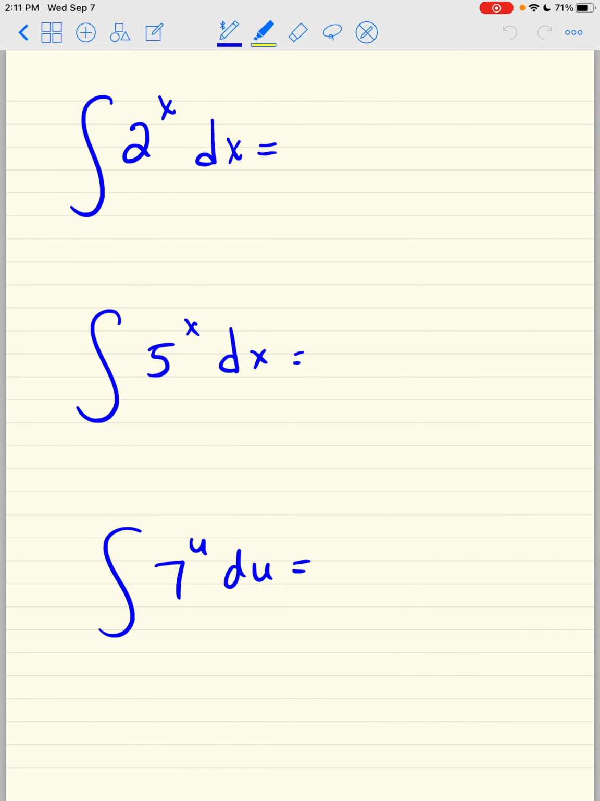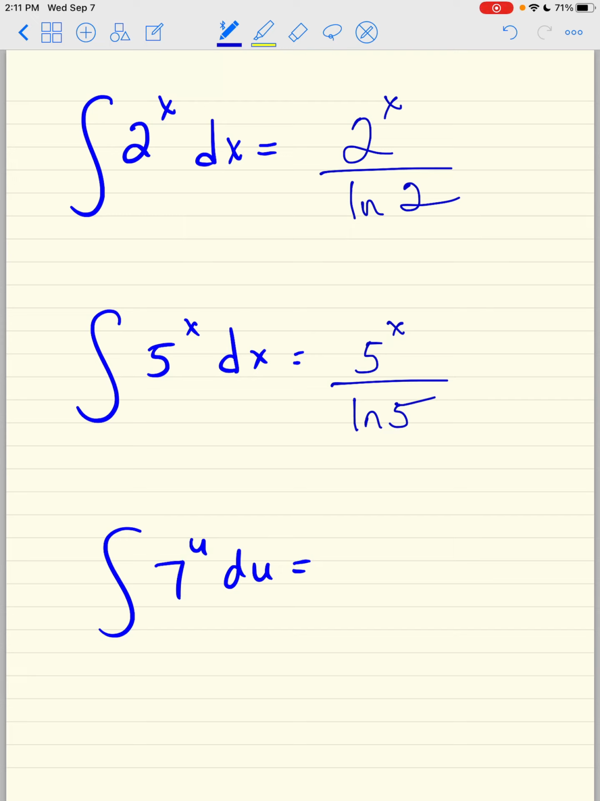So 2 to the x is 2 to the x divided by the natural log of 2. 5 to the x is 5 to the x over natural log of 5. 7 to the u is 7 to the u over the natural log of 7. And that's how we do exponents.